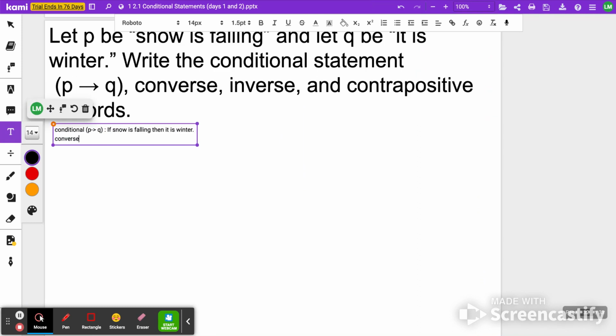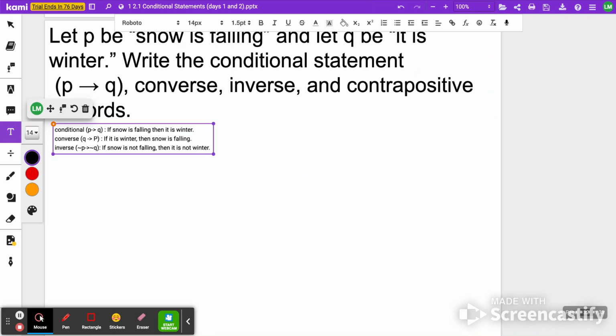For the converse statement, remember that is Q to P. If it is winter, then snow is falling. Okay, converse just means switching around Q and P. Then we have what's called the inverse. Remember, this one is not P leading to not Q. If snow is not falling, then it is not winter.